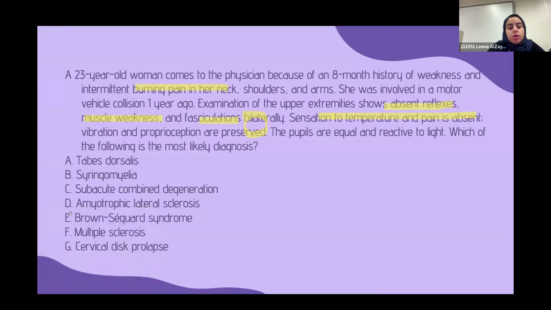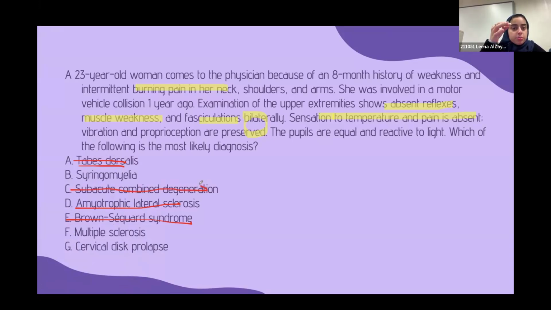We know it's not Brown-Séquard syndrome, because Brown-Séquard syndrome should involve the dorsal column, because it's half of the spinal cord, right? Amyotrophic lateral sclerosis shouldn't involve the sensory, so we wouldn't have loss of temperature and pain, right? Tabes dorsalis is involved with the dorsal column, right? Subacute combined degeneration, we didn't learn it, so we don't know anything about it.